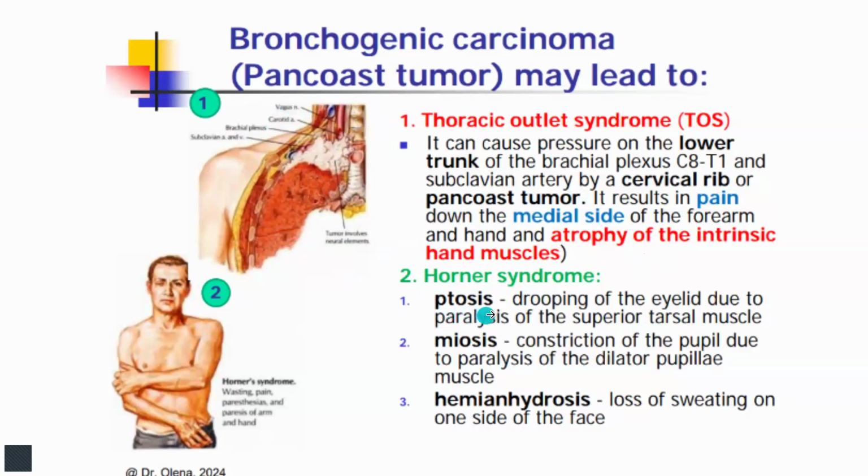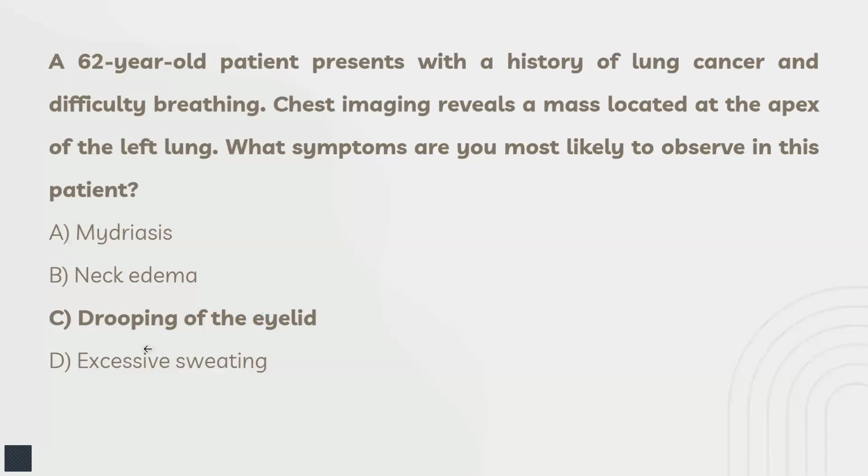So this is why the patients present with ptosis, which is drooping of the eyelid, miosis, which is constriction of the pupil, and hemianhidrosis, which is loss of sweating, basically. So mydriasis, which is the opposite of miosis, is pupillary dilation, and this is a sympathetic response.